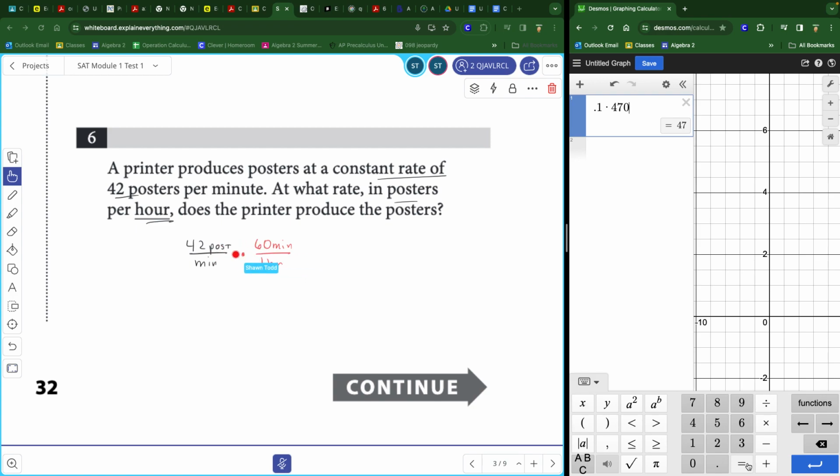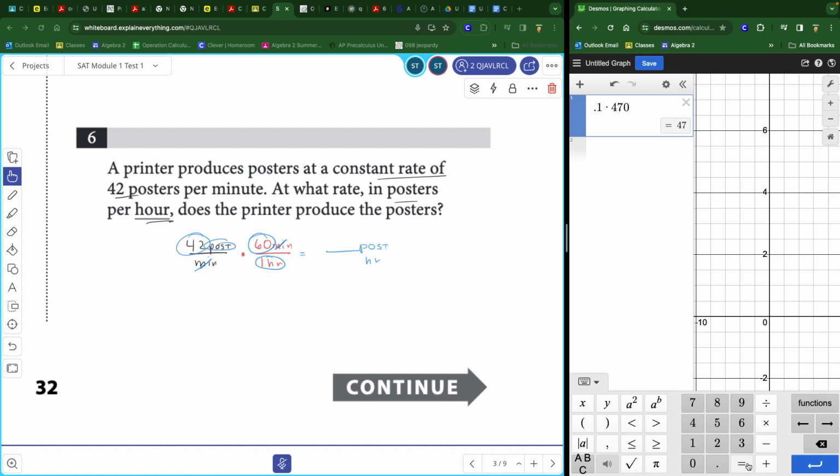What this does is allow us to change the units. We just have to keep track, though. So minutes now cancel. That's how you know you set up your conversion factor right, because the minutes better cancel, so you end up with units of posters per hour. Then you just multiply those two because they're just fractions here, top times top. Had this been 60 on the bottom, you'd take the 42 and divide by 60. But we're multiplying 42 per minute, so we're going to get many more per hour.